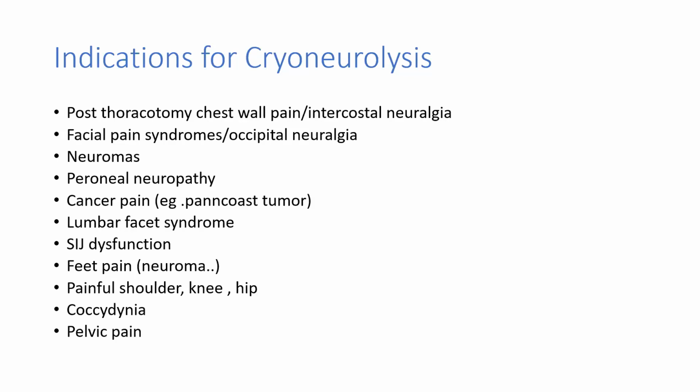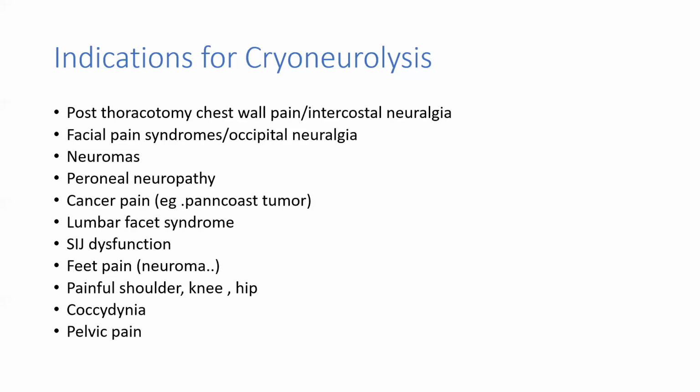Recently, I did a few cases with thoracic surgery for cases that expect post-thoracotomy syndrome. So we do it preemptively, intraoperatively with a special probe, and we ablate those intercostal nerves for post-operative analgesia. Other indications such as facial pain syndromes, small cases, for occipital neuralgia, for example, if they respond for short term occipital blocks, we can do that. Neuromas can be very effective.